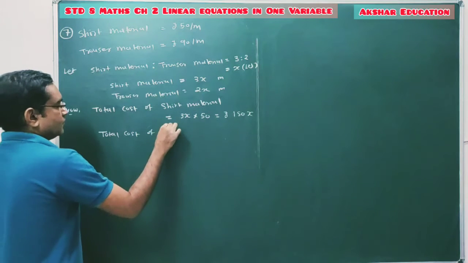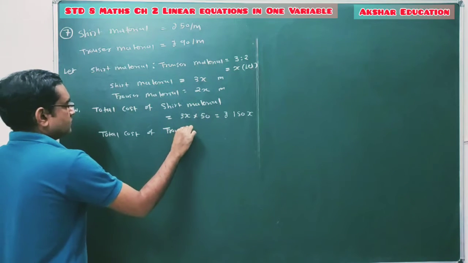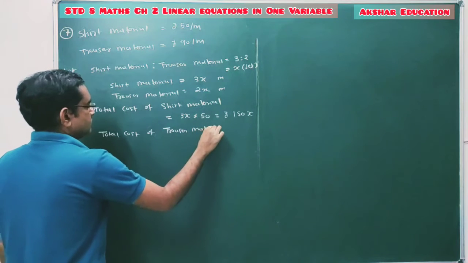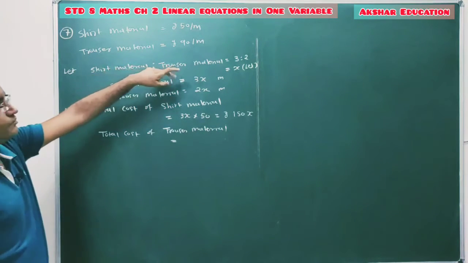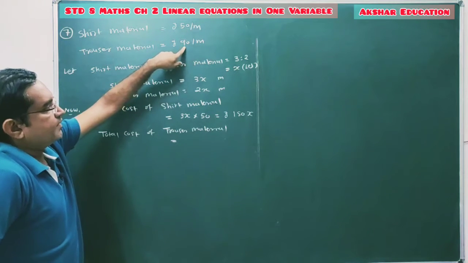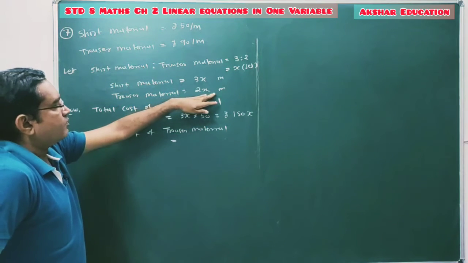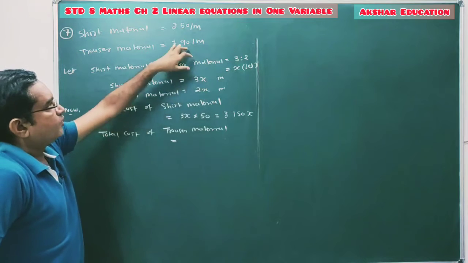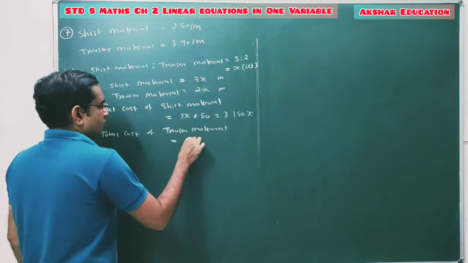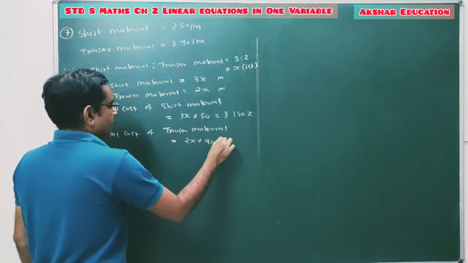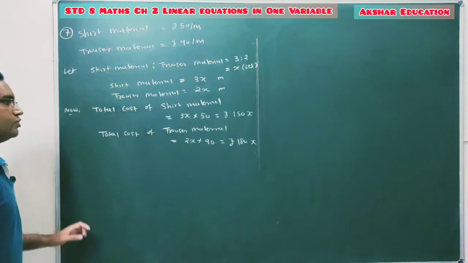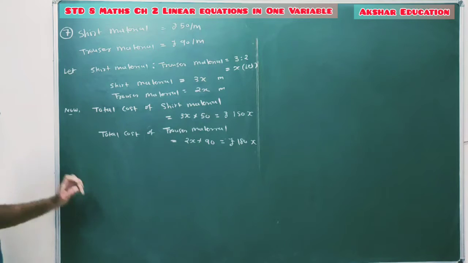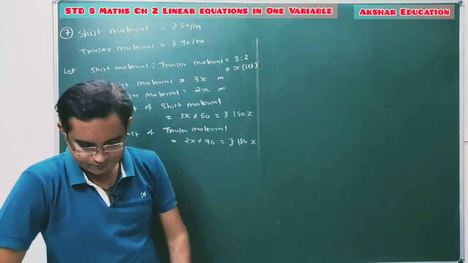And total cost of trouser material. One meter costs 90 rupees. Total length of trouser material is 2x meter, so 2x into 90, so it's 180x rupees. That is the total cost of trouser material. This is given. Now move ahead.